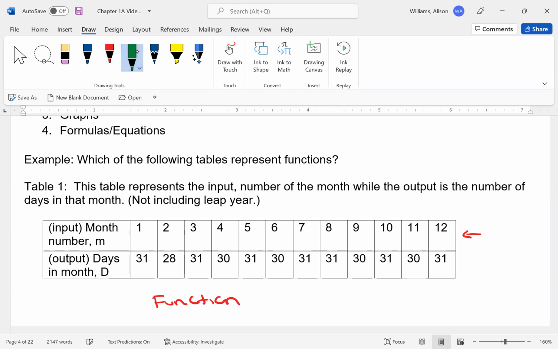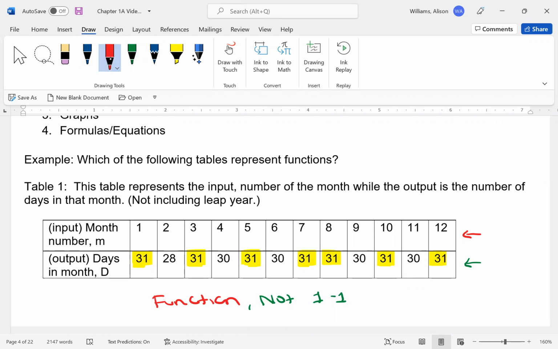But let's talk about one-to-one since we've talked about that, even if they didn't ask us. It's not one-to-one because there are bunches of outputs being repeated. So more than one input is getting paired with an output, and that makes it not one-to-one. I just selected the number 31, but 30 is repeated a bunch of times too, but 31 is more. So that's a function, but not one-to-one.